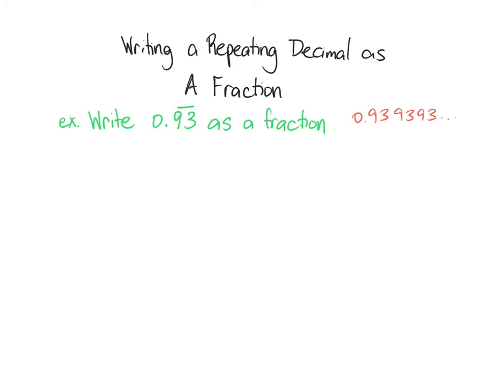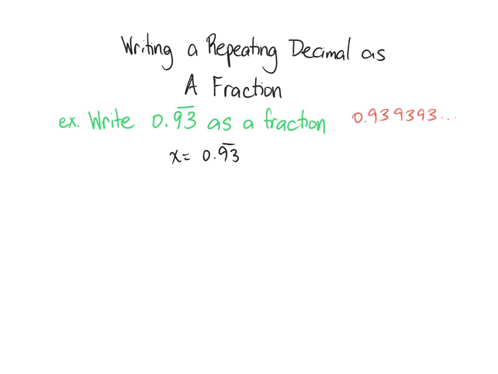Okay, now that you know that, let's talk about what to do with this. All right, so the first thing that you want to do here is you want to call this a variable. So let's make x equals 0.93 with the bar over it. All I did was give 0.93 repeating a nickname, and the nickname is x. All right, now the next thing that we want to do is look at how many repeating decimal digits there are. So there are 2 repeating digits. There is the 9 and the 3.